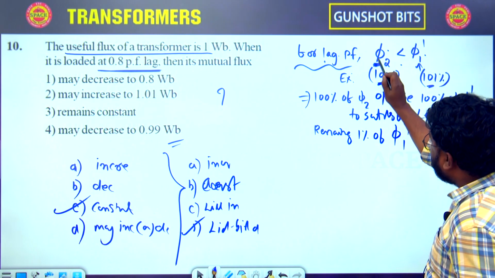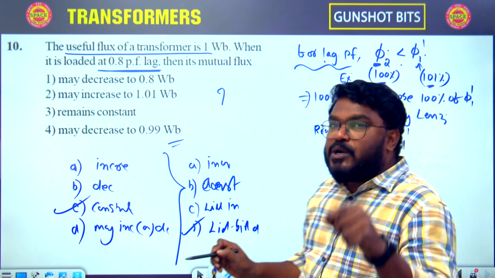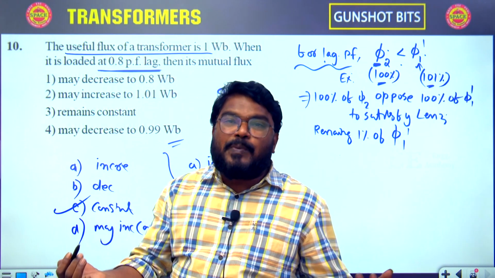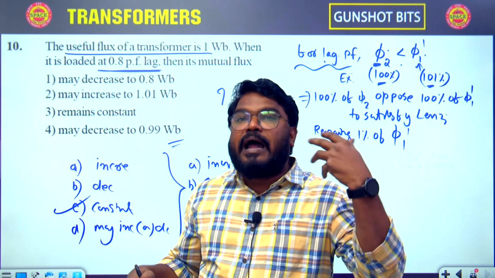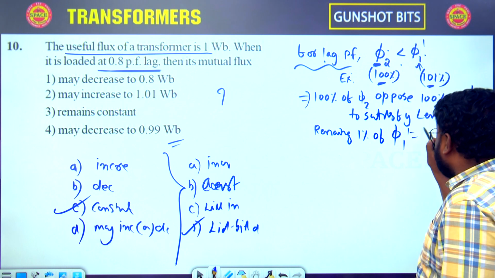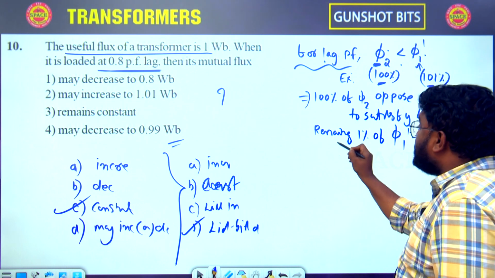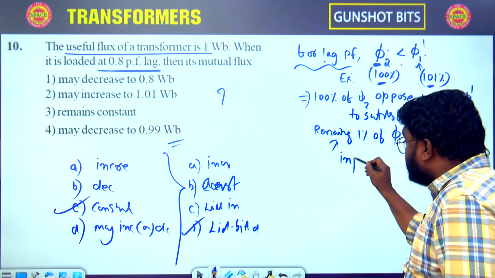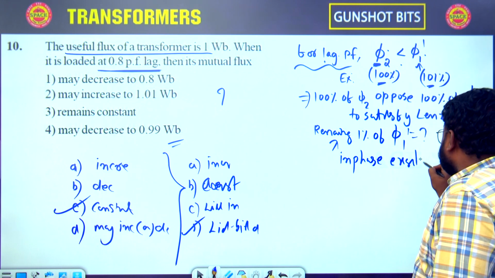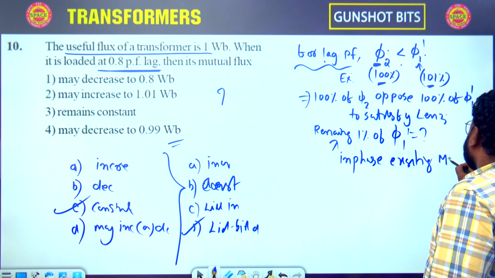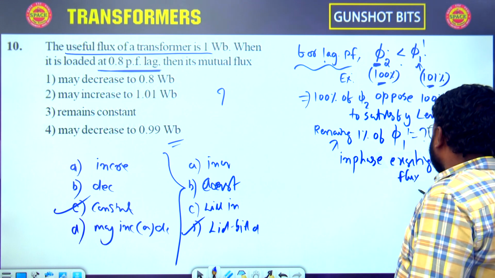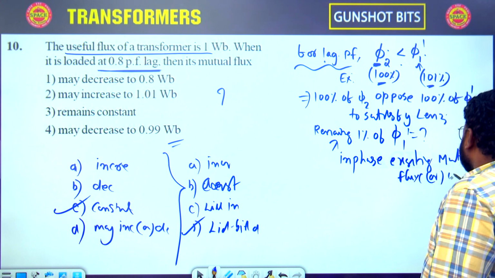What is the nature of these two fluxes? Phi 2 opposes phi 1 to satisfy Lenz's law, and these two fluxes are equal and opposite and cancel each other. Now the remaining 1% of phi 1 dash is in phase with the existing mutual flux, the useful flux of the machine.